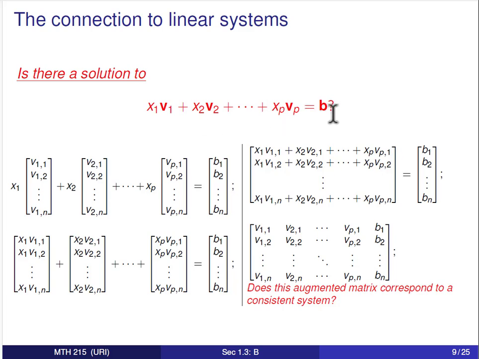Now our question was, is there a way to choose the coefficients to make this work? Is there a solution to this vector equation? And the question that we would ask ourselves here, if we saw a problem like this, is: does this augmented matrix correspond to a consistent system? Is there a choice for those variables that makes this work?